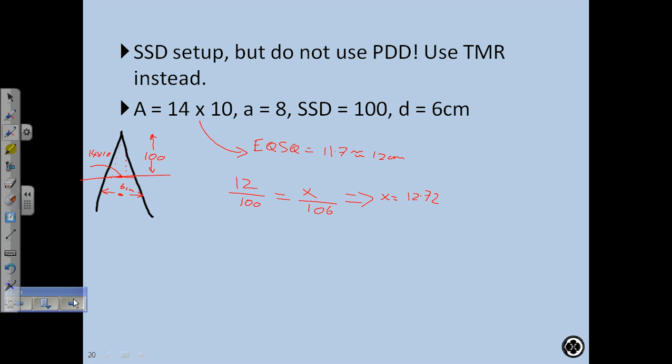Do we have data for 13? Anyway, let's just leave it. We have data for 13. Okay, so 12.72 is our field size. All right. Now, TMR. Hmm? I lied. We do not have TMR. Okay.